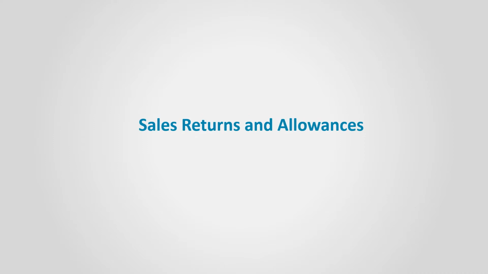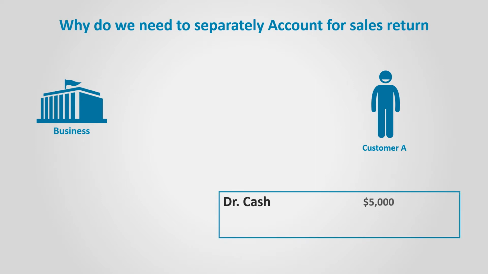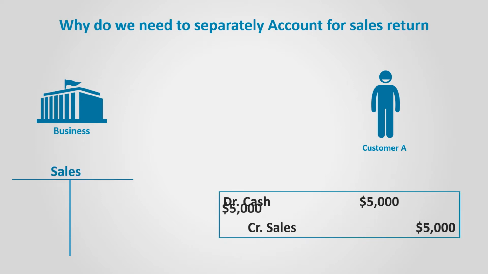Sales returns and allowances. Why do we need separate accounts for sales returns and allowances? Let's assume that the business sold goods to customer A for $5,000. Customer A paid in cash. Cash is debited and sales revenue is credited for $5,000.